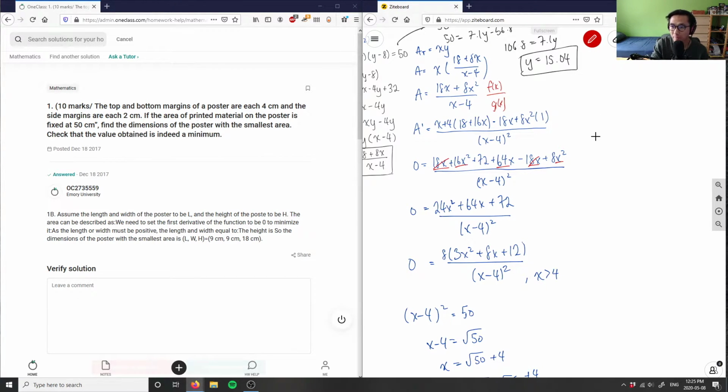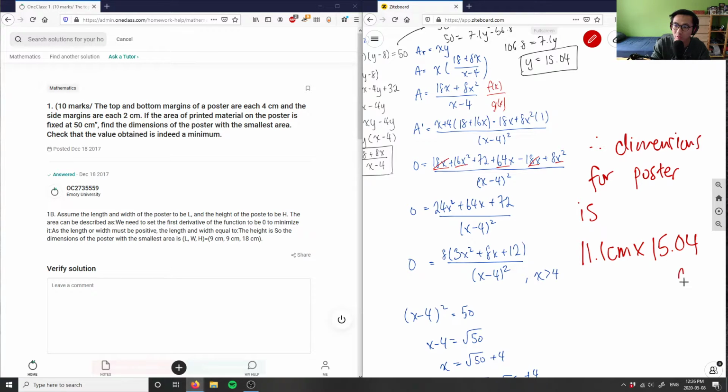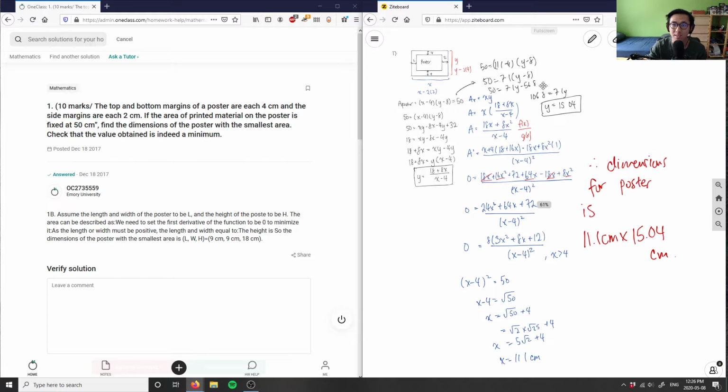therefore, after all that math here, first big question, our dimensions for the smallest area for the poster is, and then you're right here, 11.1 centimeters by 15.04 centimeters. And this here is our solution. And again, this here is definitely an incomplete solution. They did nowhere as much work as I did here, but this here gives us a good kind of grasp as to what we're doing here.